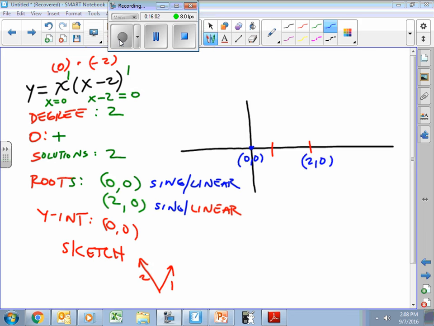It's a 2. So this is V. It comes up from the top. So I just come through 0. They're both linear, so it just goes through them straight. So it looks just like this. I come through.